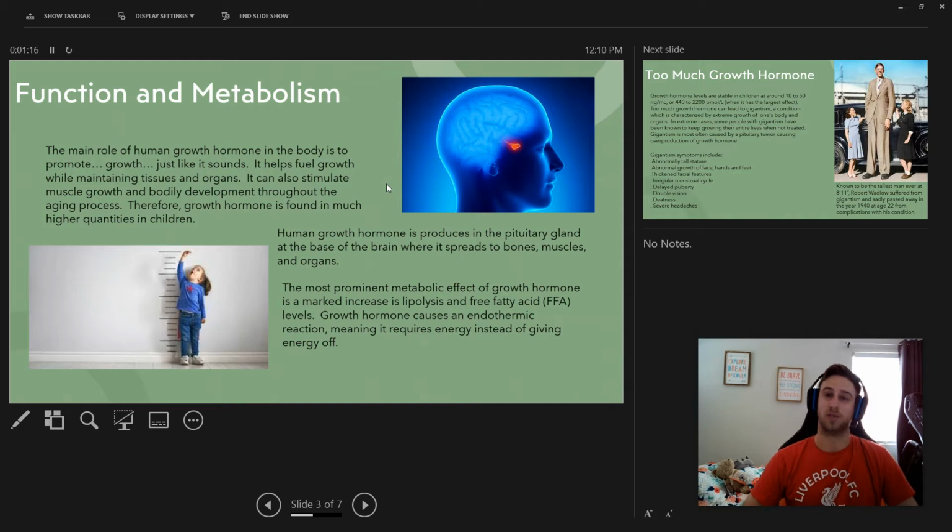Its function, pretty straightforward, is to spur on growth. It promotes growth around the human body, fueling organs, muscles, bones, making sure that your body can develop further into adulthood. It is produced by the pituitary gland, where it then spreads to the rest of the body. Its most prominent metabolic effect is marked by an increase in lipolysis and free fatty acid levels. It is an endothermic reaction, and it is lipid soluble.